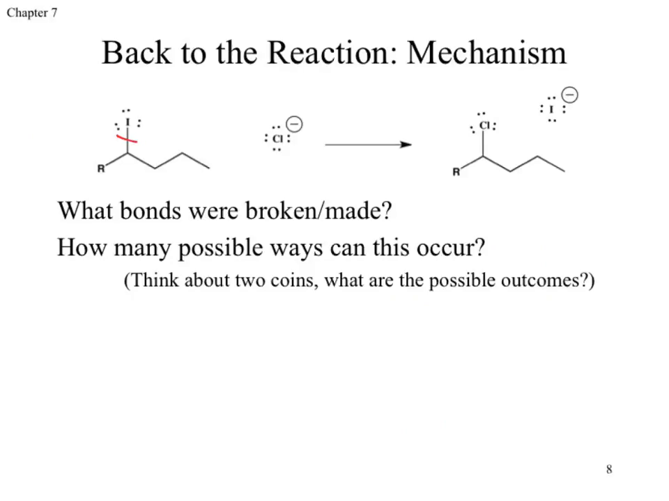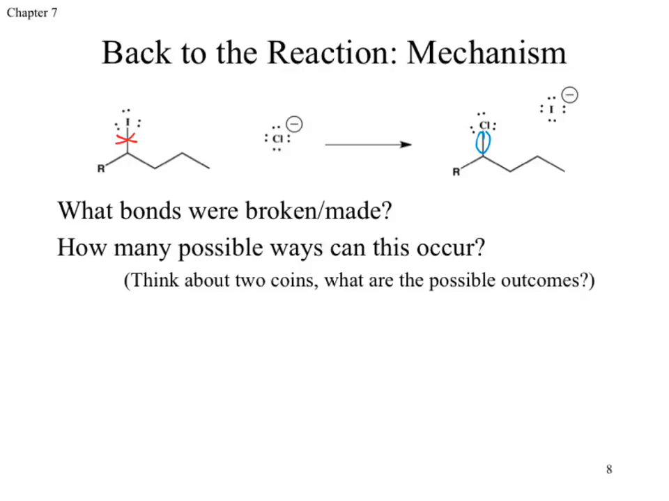We broke the carbon iodide bond and we formed the carbon chlorine bond. Anything else happen? No, that's actually kind of nice. Okay. We can look at where the electrons moved, but ultimately it's still going back to we broke the bond and we made a bond. So there's really only 2 things that happened in this reaction. So how can we possibly organize those 2 things to predict how this reaction occurred?